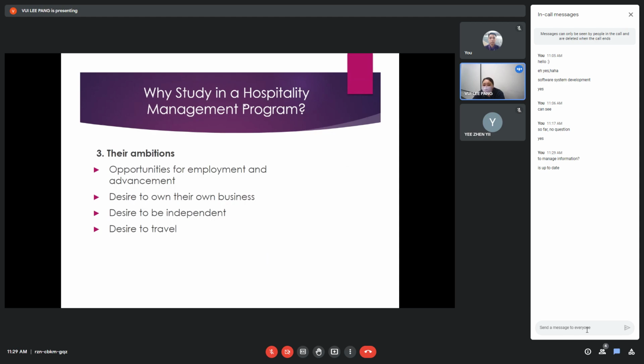So the third reason to study in the hospitality management program is the opportunity for employment and advancement. Not only for the frontliners, for the back office we have the accounting department, the finance department, the IT department, the engineering department, and the marketing department. Each of the departments has its own roles and responsibilities, right?